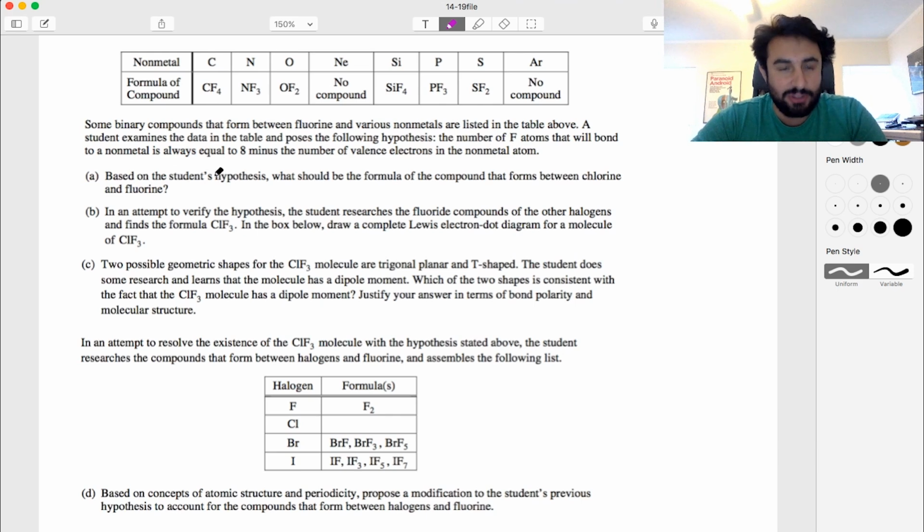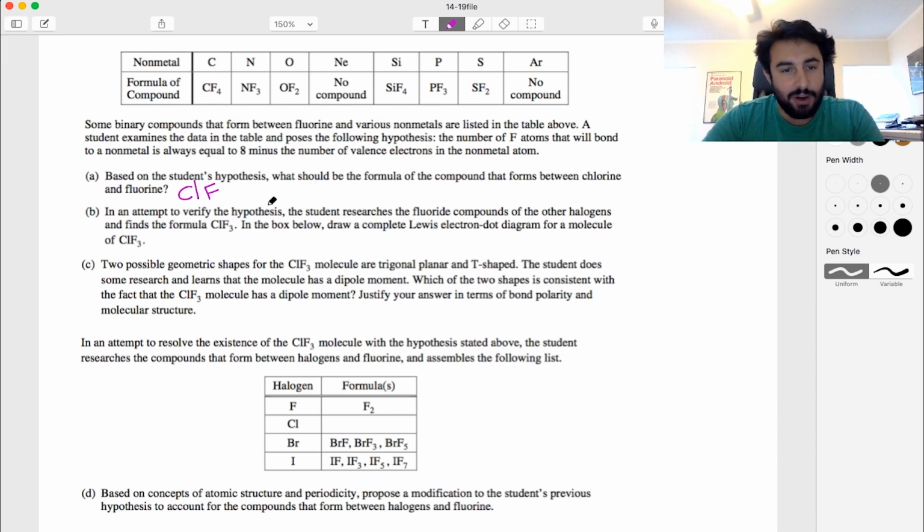And so based on the student's hypothesis, what should be the formula of the compound that forms between chlorine and fluorine? So chlorine has 7 valence electrons. So according to this model, 8 minus 7 is 1. So chlorine would bond with 1 fluorine atom. So that would be ClF. Right, that's a chlorine right there. ClF. That would be the compound according to this hypothesis.